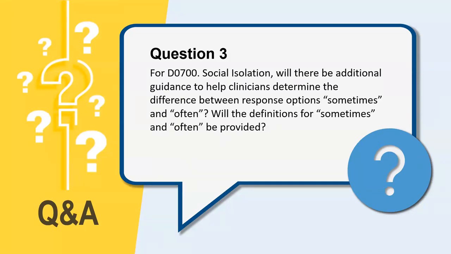Our next question: for D0700 social isolation, will there be additional guidance to help clinicians determine the difference between response options sometimes and often? Will the definitions for sometimes and often be provided? For this data element, again, this is another self-report data element. And really the interpretation of the response choices is up to the resident to determine for themselves. So the assessor should just offer the response choices as they're written and ask the resident to choose one of the responses that most closely aligns with their experience about how often they feel lonely or isolated from those around them. Thanks for that question.